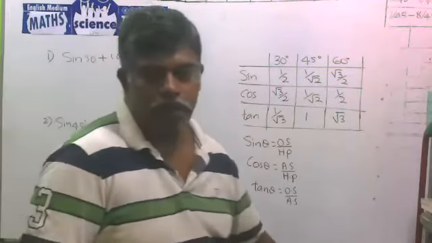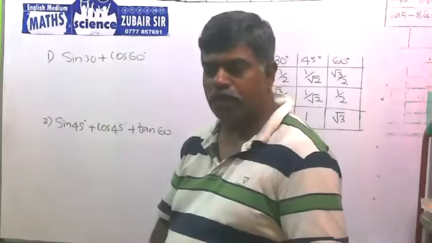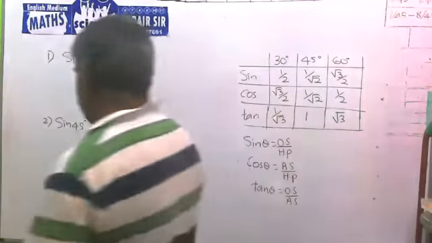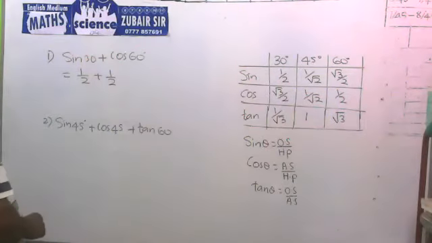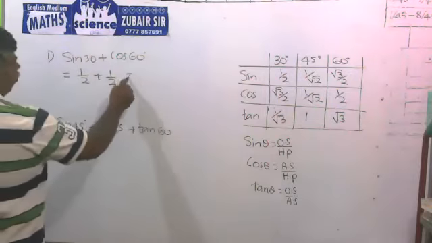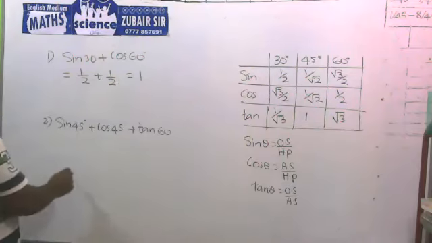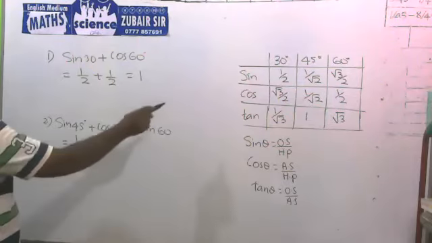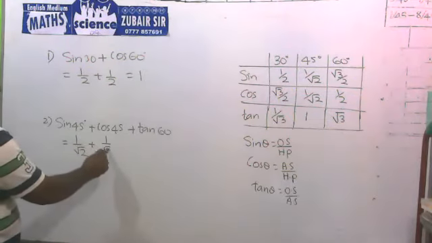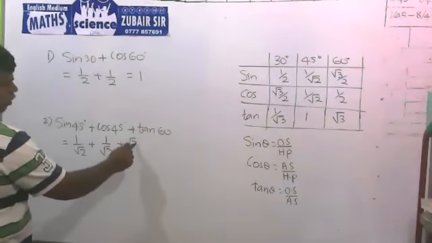So okay, then what is there? Sin 30 plus cos 60. So what is sin 30? Sin 30 is half. Cos 60, that is also half. Then half plus half, 1. Then here sin 45. Sin 45, 1 over root 2, plus cos 45, that is also 1 over root 2, plus tan 60. Tan 60, root 3.